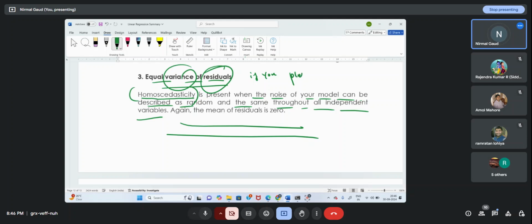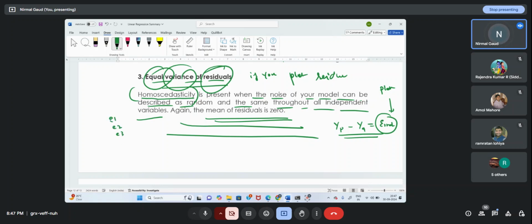If you plot residuals, what are residuals? Predicted minus actual, that is the residual, that is the error. So when you plot the errors, the distribution should be equal. That is what we call equal variance of residuals. And the mean should be 0. If you add E1, E2, E3, E4, the sum should be 0, then only the mean will be 0.